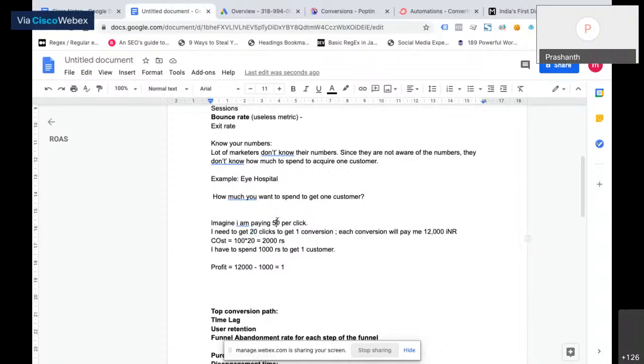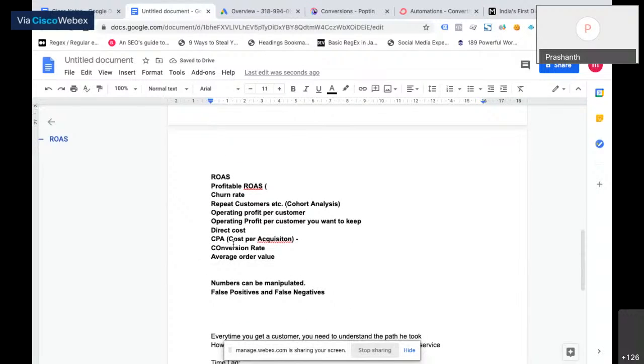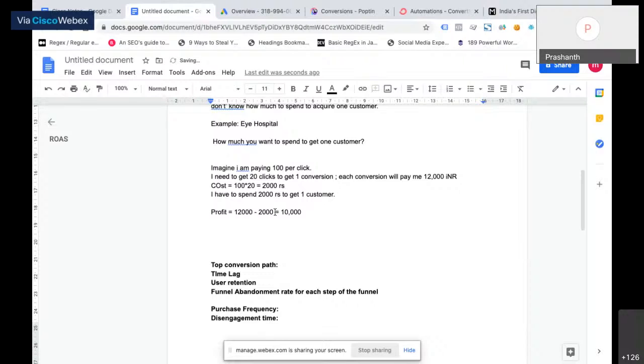And each click you're paying how much rupee? You're paying 100 rupees per click. So 100 into 20 is 2000 rupees. Prashant, I have to spend 2000 rupees to get one customer. So profit is 12,000 minus 2000, which is 10,000, which is my profit. If you have any other operating cost of a customer, if you have to remove any direct cost, you can remove it. That means if I spend 2000 rupees, I get 10,000 rupees.